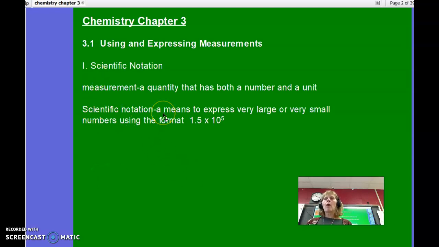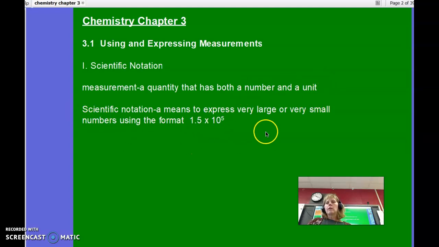So a measurement is a quantity that has both a number and a unit. And in science, we have to always make sure that we're expressing those units. Like, I can't say I am 100, and I'm just making up numbers, I'm 150 tall, right? That doesn't mean anything. So what units tall am I? So we always express that number and also what unit we're talking about.